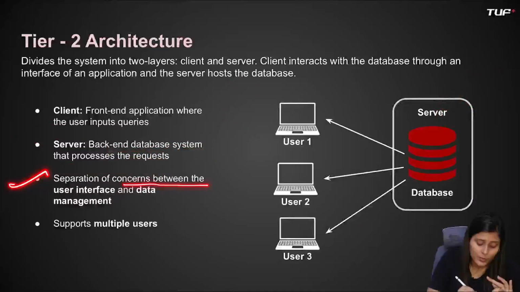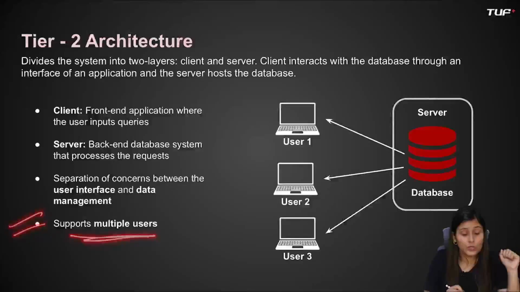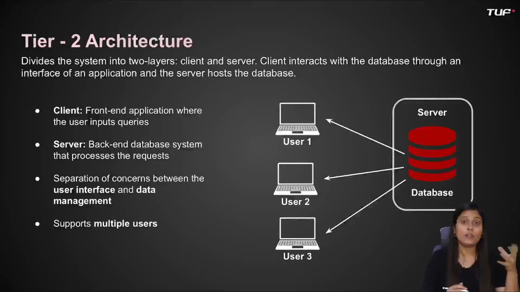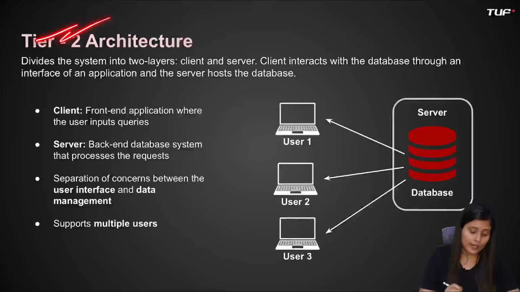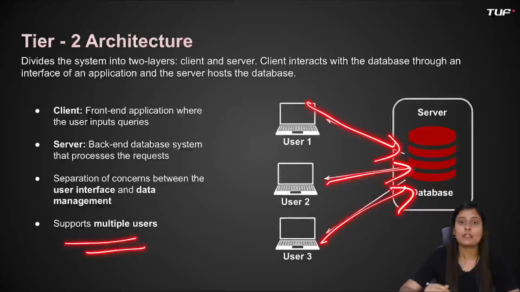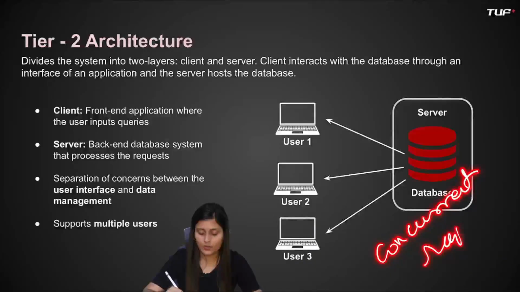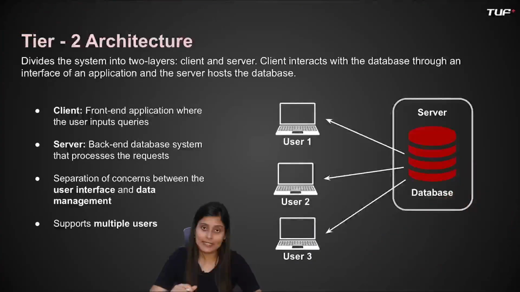There is a separation of concern between the user interface and the data management, and it should be separated in such a way that it does not interrupt the functionality, and also it supports multiple users. In case of tier 1, it does not support multiple users. In that case, it is only efficient in a standalone application. But in case of tier 2 architecture, it supports multiple users, handles multiple requests at the same time, and allows concurrent requests. So that is about the tier 2 architecture.